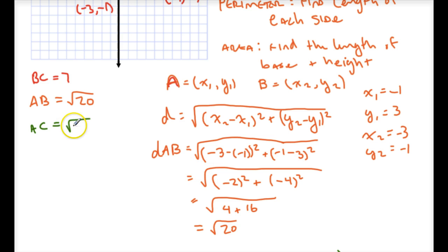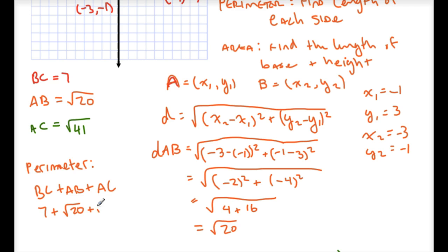Okay, so we have our three sides, so now we can find our perimeter. So the perimeter of a triangle is the sum of all of the sides. So to find the perimeter, we are going to add together BC plus AB plus AC. So 7 plus the square root of 20 plus the square root of 41.